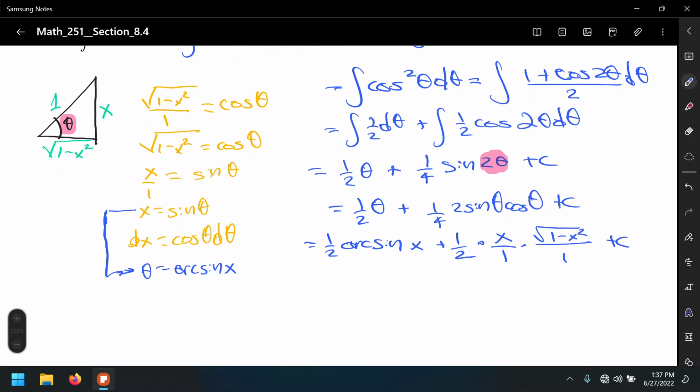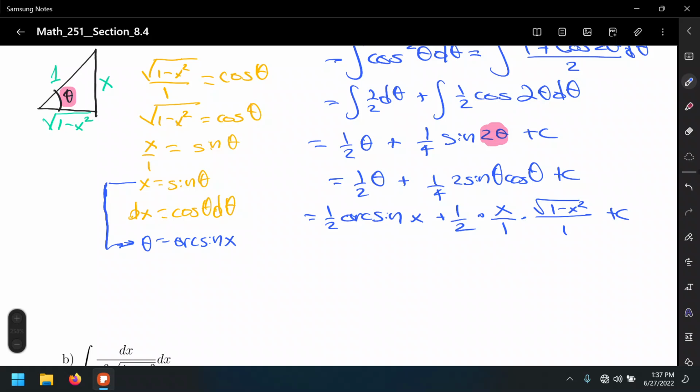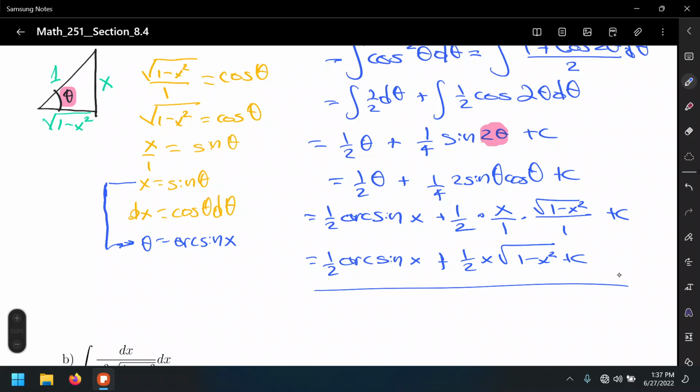and we just got the solution for the original integral in terms of the original variable, which is x. Well, let's just clear these denominators here. So that's 1/2 arc sine x plus 1/2 x square root of 1 minus x squared plus c. All right, so that's one example. So that's the first example.